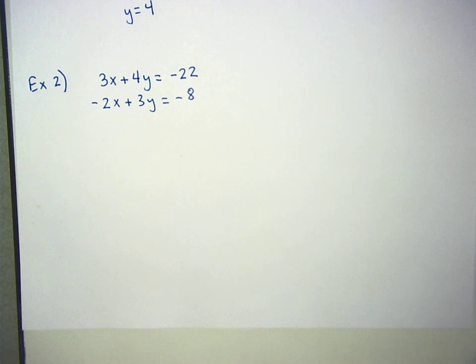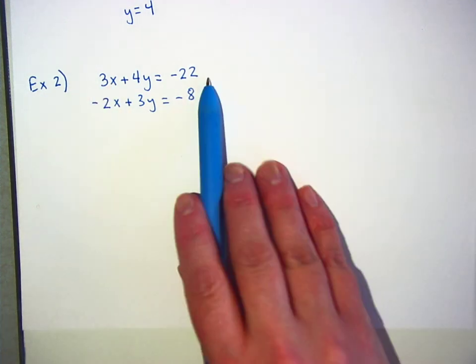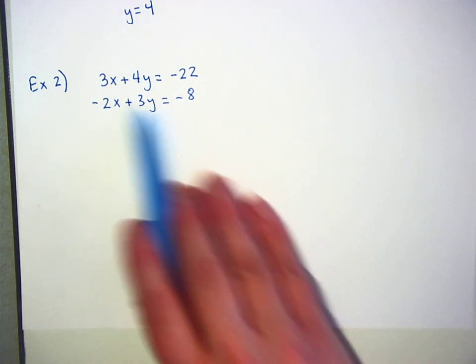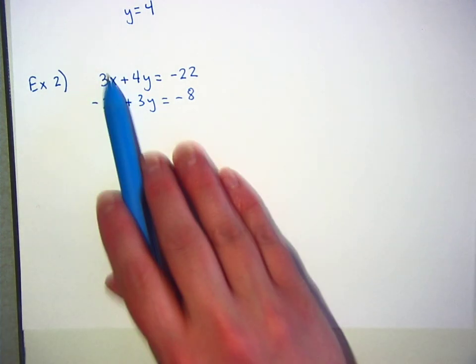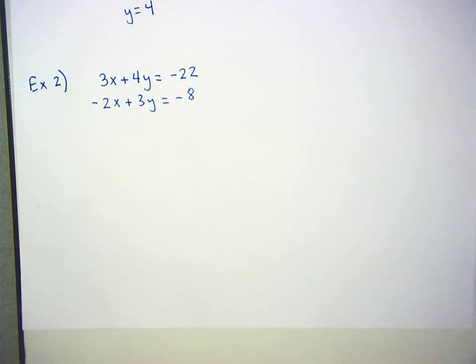You actually would have to multiply both of them by something, right? What would you want to multiply them both by? They can be different numbers. What did 2 and 3 both go into? 6. So you could multiply the top equation by positive 2 and the bottom equation by positive 3, which would make 6x and negative 6x, and then they would cancel out.